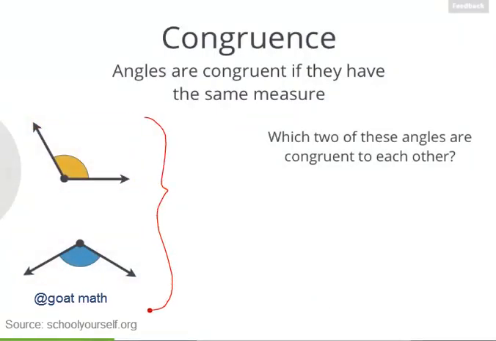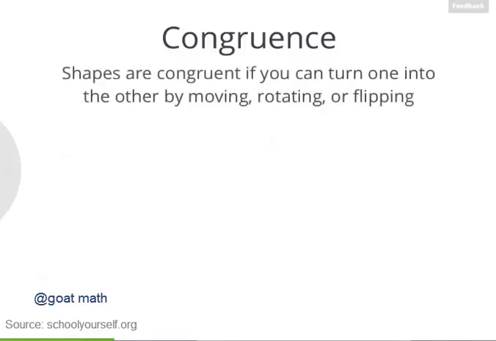Precisely, these two angles have the same measure, so they're congruent to each other. It looks like they both measure about 120 degrees. Finally, let's talk about congruent shapes.